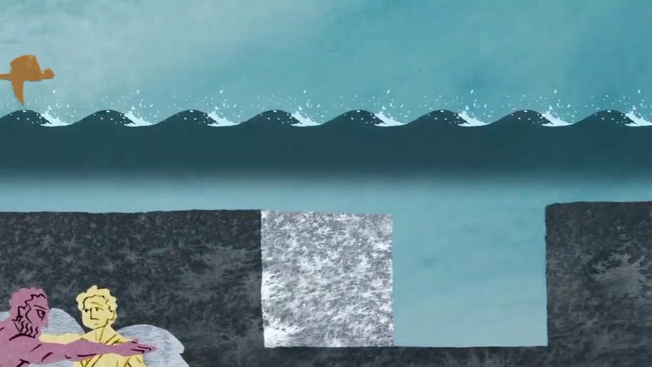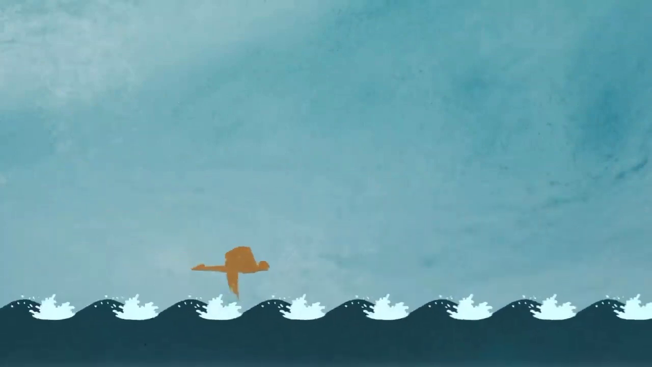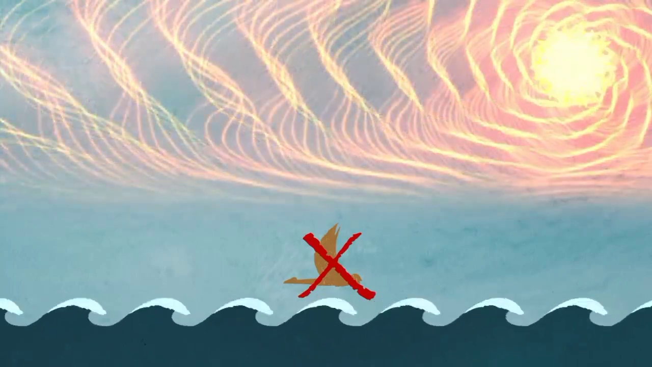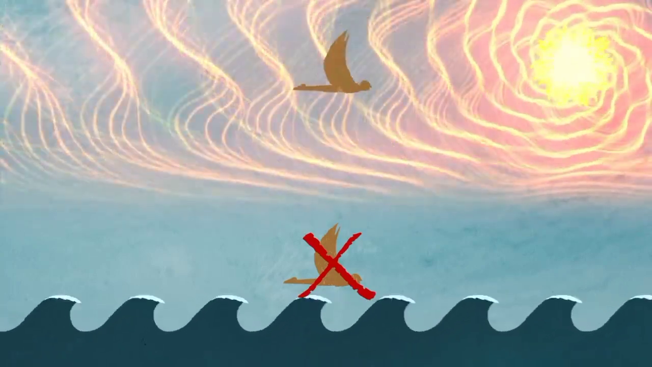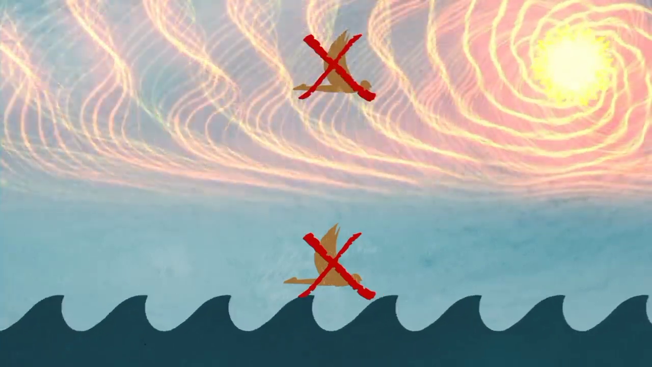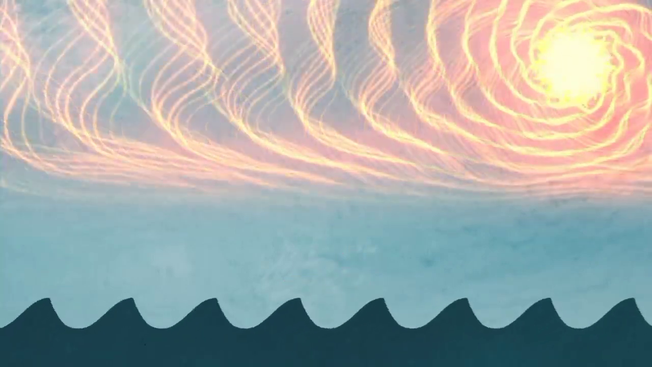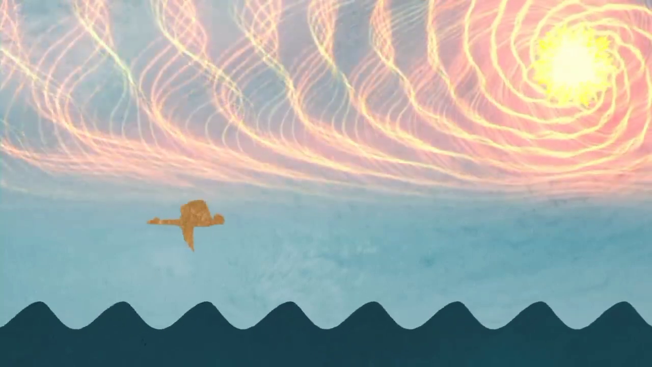Flying too near the ocean would dampen the wings and make them too heavy to use. Flying too near the sun, the heat would melt the wax and the wings would disintegrate. In either case, they surely would die. Therefore, the key to their escape would be in keeping to the middle.